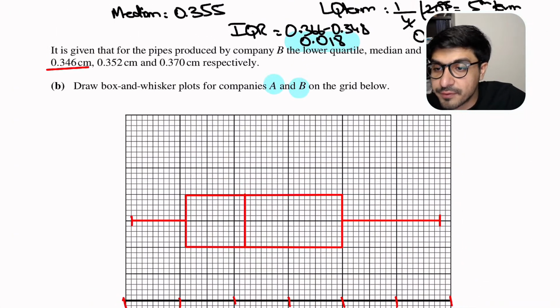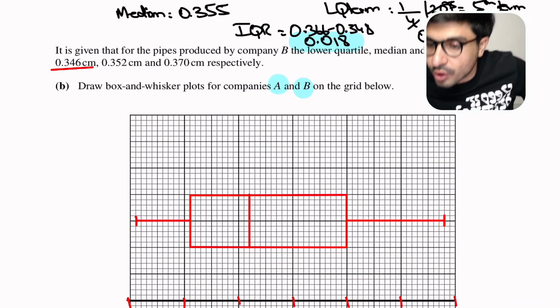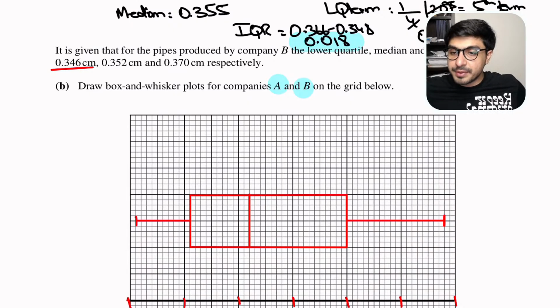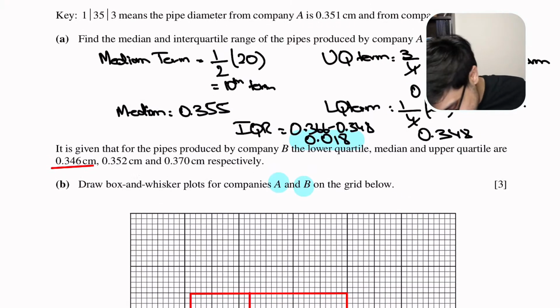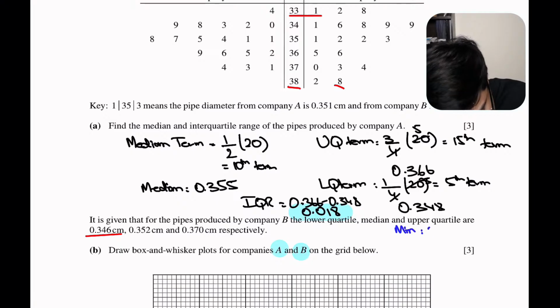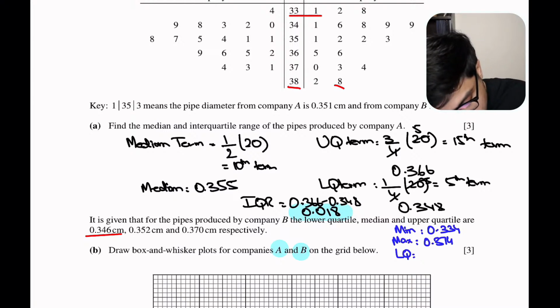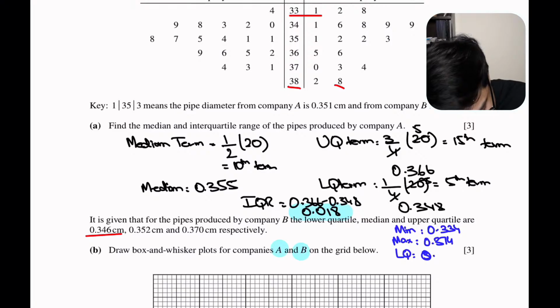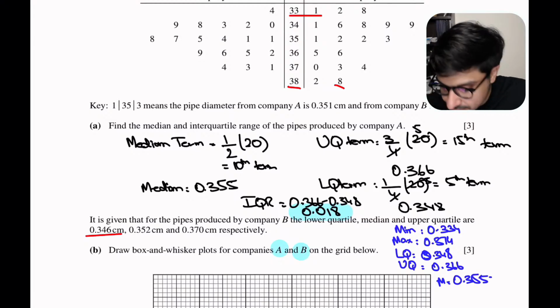Now we have to draw the similar thing for company A as well. For company A, the minimum value is going to be 0.334. The maximum value is going to be 0.374. The lower quartile is 0.348. The upper quartile in this case is going to be 0.366. And the median is going to be 0.355, right?